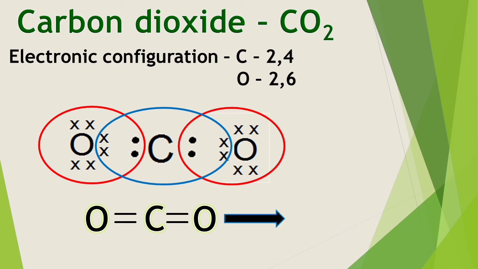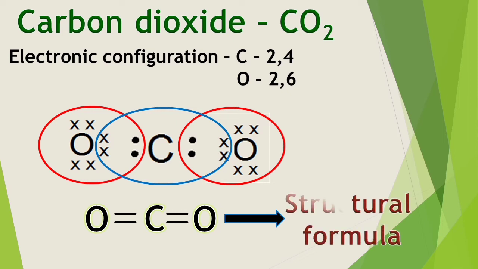When we show the bonding between 2 atoms in a molecule or in a compound through short lines, such a representation is called the structural formula of that compound. So the structural formula of carbon dioxide is O double bond C double bond O.